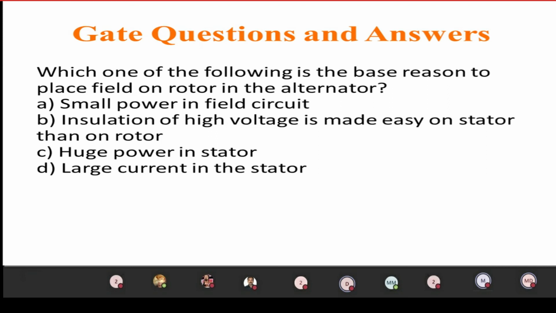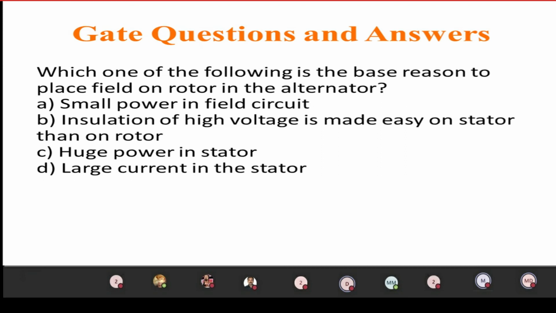Let me check the others. Insulation on high voltage is made easy on stator than on rotor. It's also correct. Huge power in stator. It's also correct. Large current in the stator. It's also correct. So it's a confusing question. If we had an E option, all of these being correct would be quite good. But here we have only four options. So let me check which one is very important for us.